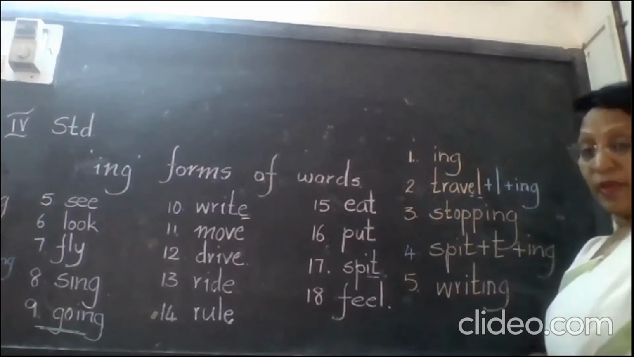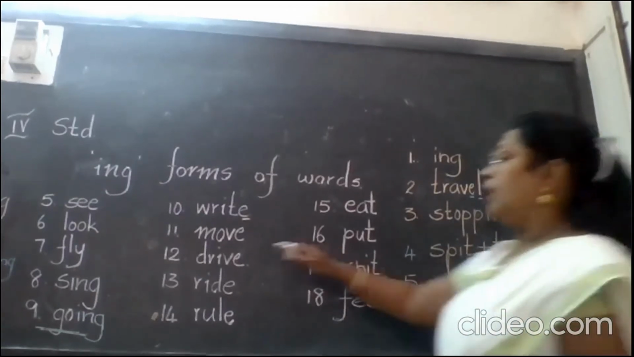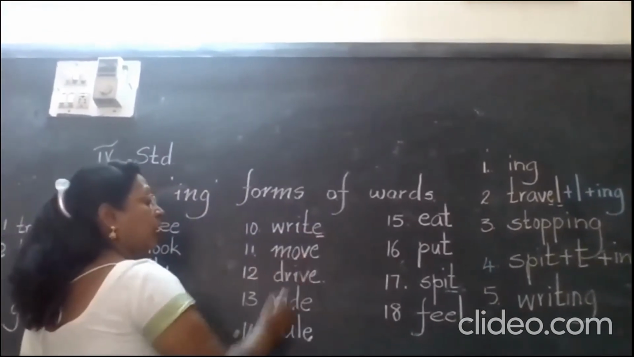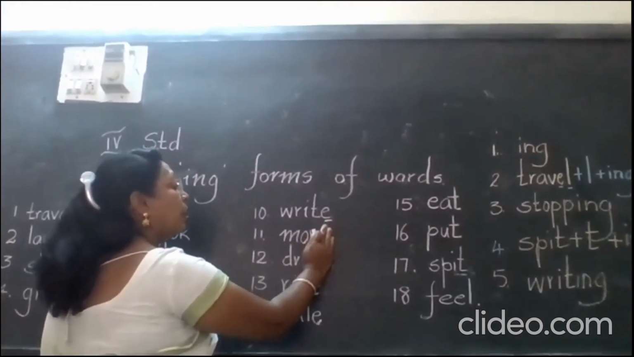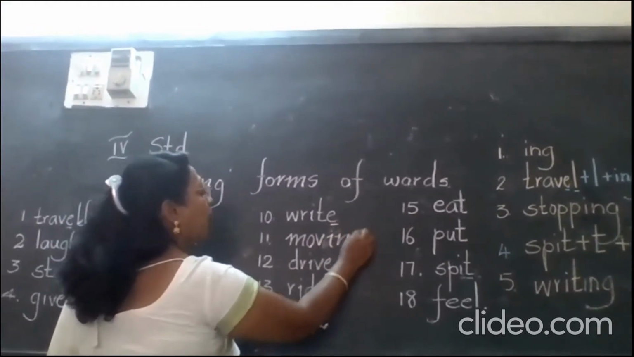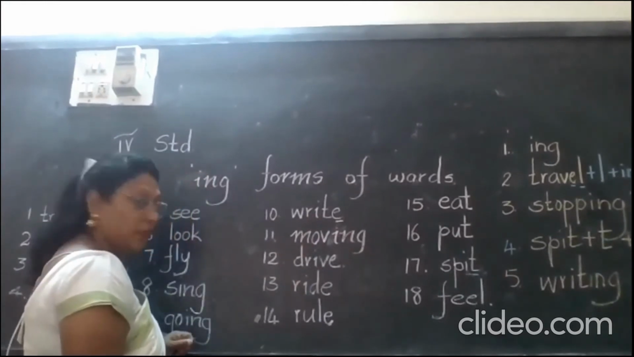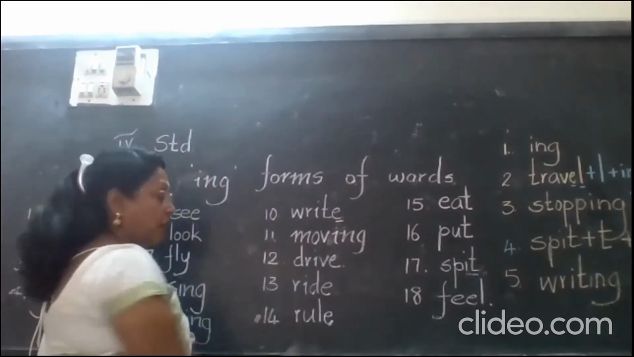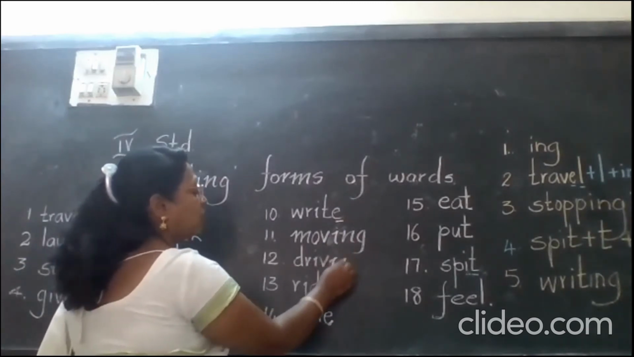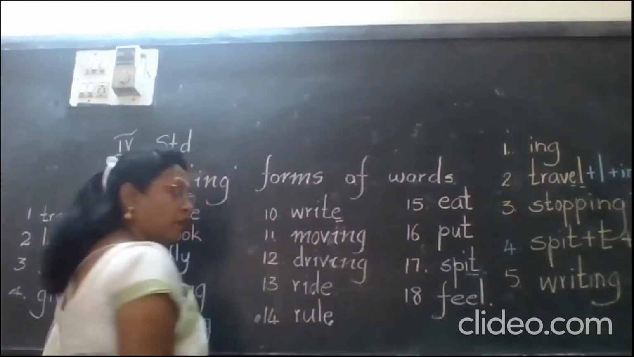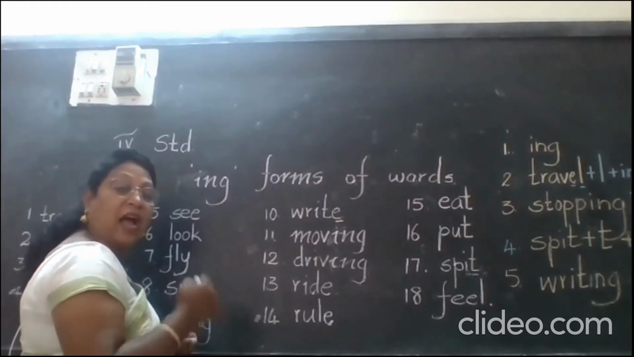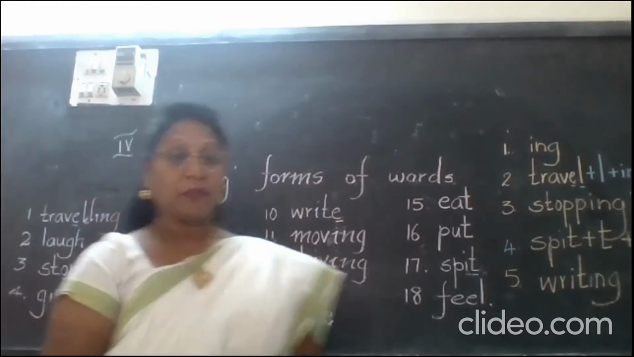So let's see. Move. Okay. So here, M-O-V-E, move. Now, M-O-V-E, move. What you have to do is remove the E and add ing, moving. Here, drive. What you'll do, remove the E and add ing. So these are the way in which you will add the ing forms of words.